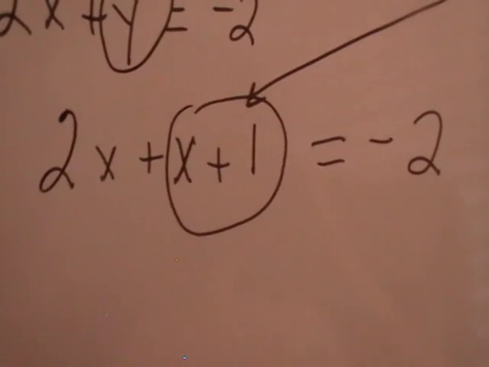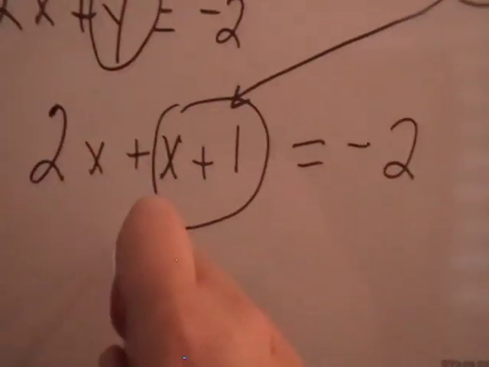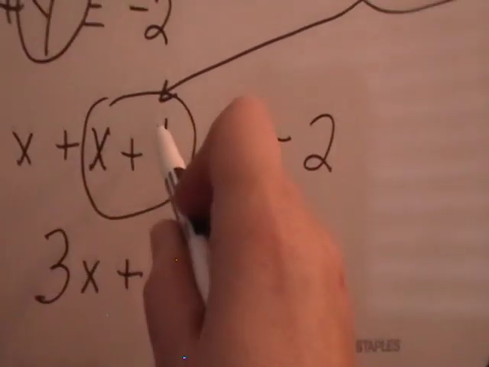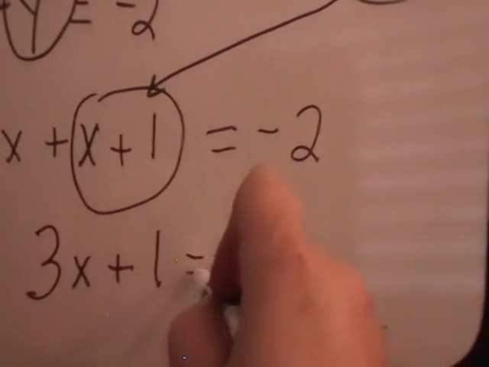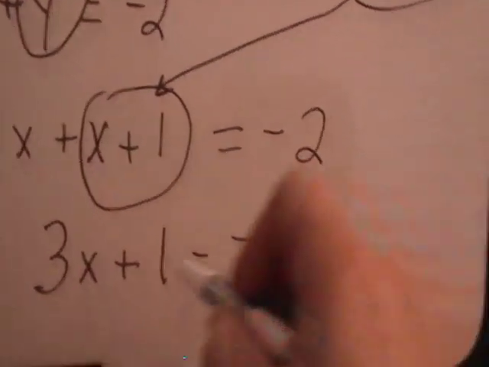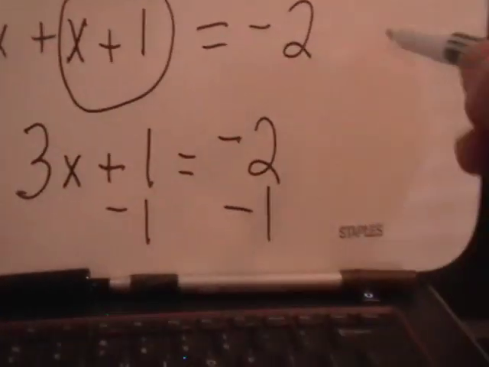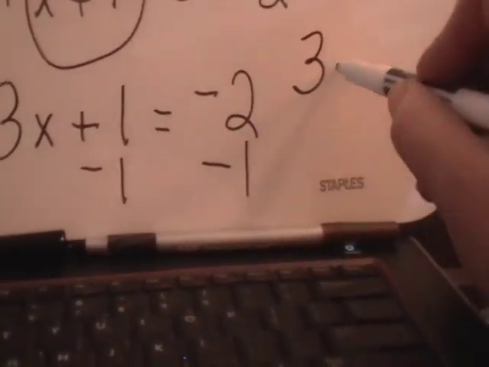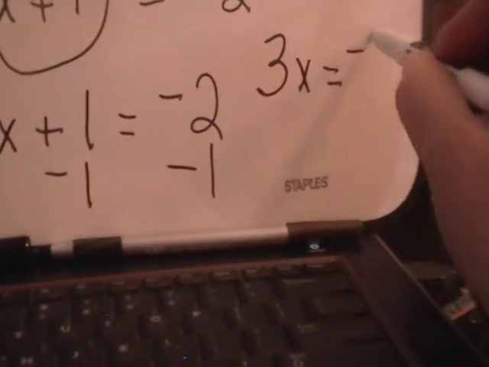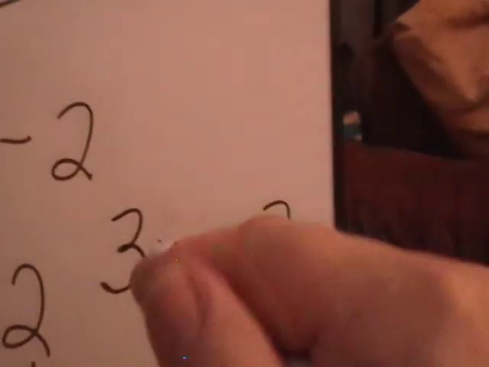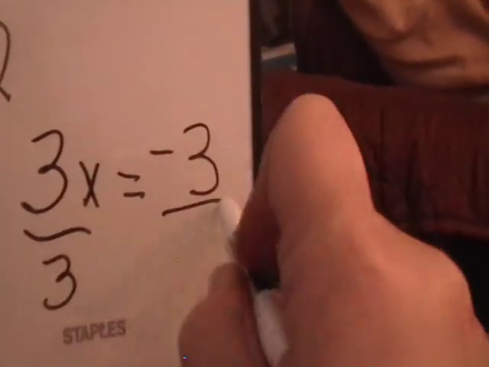Here I have a 2x and I have an x. We're going to put them together, and we're going to say that 3x plus the 1, because we still have the 1 there, equals -2. And then I'm going to subtract the 1, and now I have 3x equals -3. Just basic old algebra. There's 3x equals -3. I divide by the 3, I divide by the 3, and I end up with x equals -1.